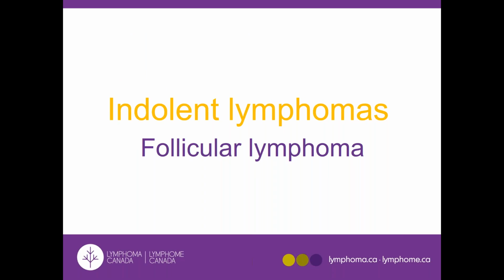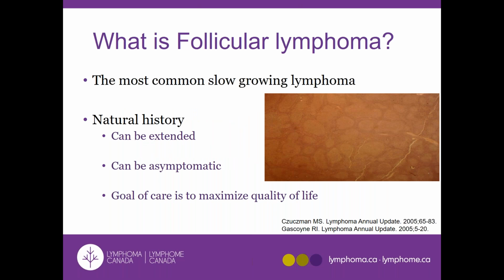So moving on to the other side of the spectrum, indolent or slow-growing lymphomas, I'll highlight follicular lymphoma, which is the most common slow-growing lymphoma and can have a very different natural history than aggressive lymphoma, for example, can be quite extended. Patients can be asymptomatic for many years without needing any treatments. And our goals of care really are to maximize quality of life, as for most patients, we cannot cure these lymphomas, but we can keep them in remission or keep them quiet and not causing problems for many, many years.